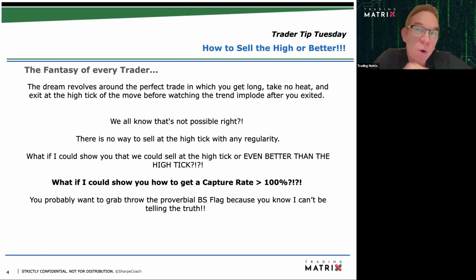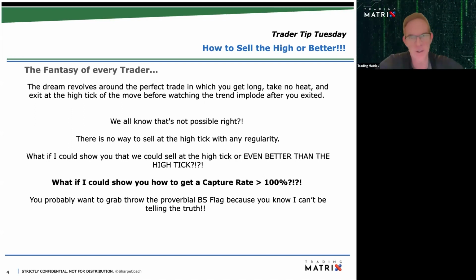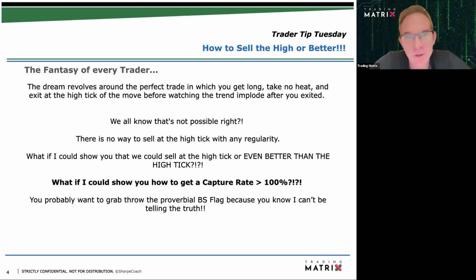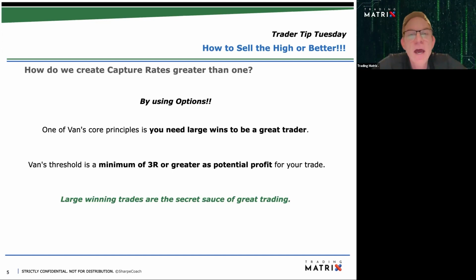What if I could show you the way that you could sell the high tick, or even better than the high tick? What if I could show you how to get a capture rate greater than 100% of the move? You'd probably want to grab the proverbial bullshit flag and throw it, because you know I cannot be telling the truth. Well, let's see. How do we get capture rates greater than 1?